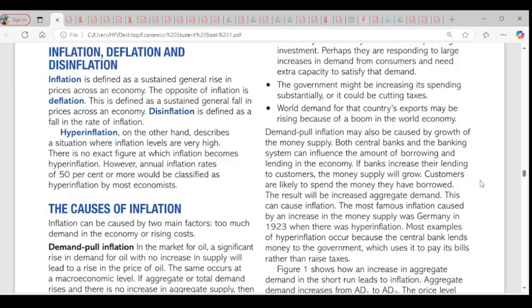The third one, firms aiming at increasing profit margins. Sometimes firms want to increase their profit margin, they want to make more profit. And to do that, sometimes they have to increase the price of goods and services. That will bring about cost push inflation too. Do you get the point?